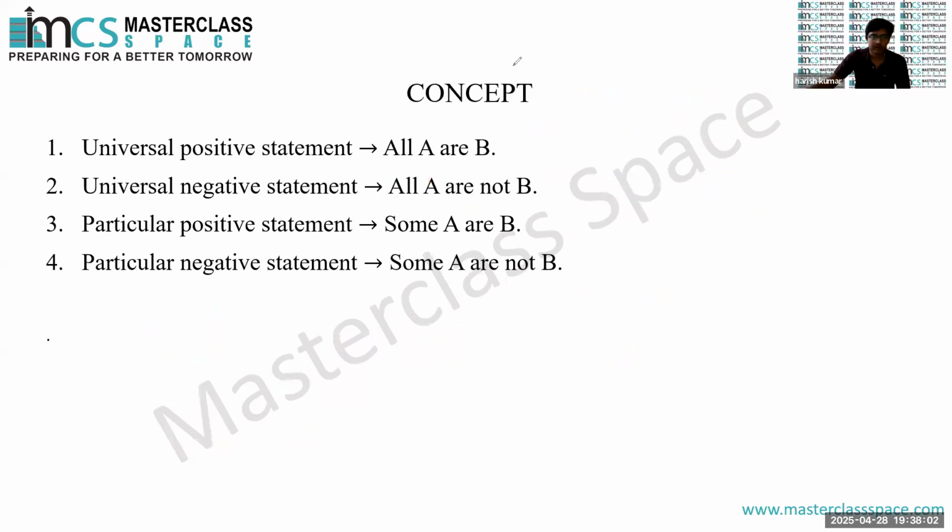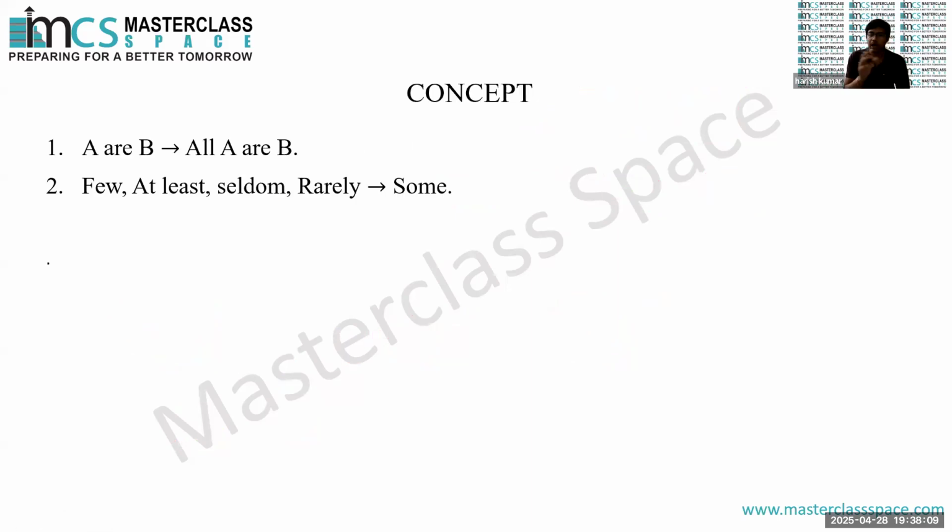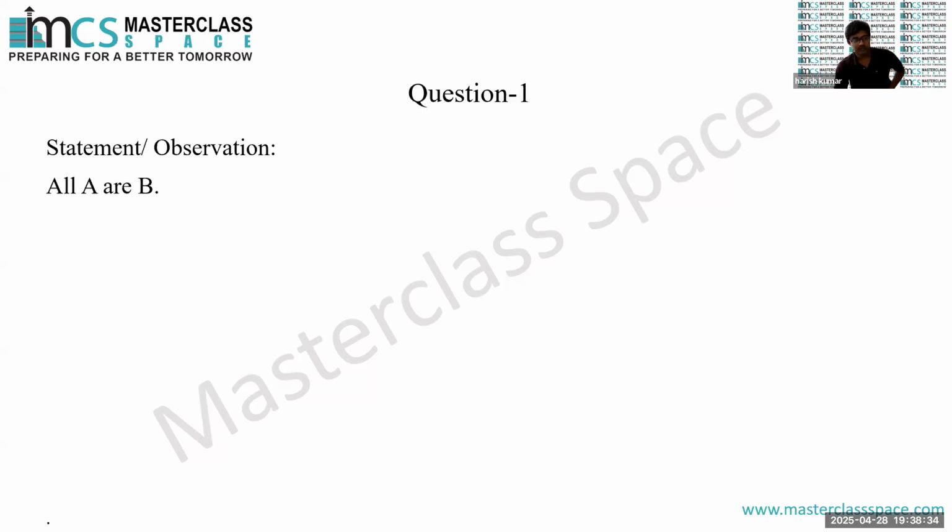Now let's move forward. A are B means all A are B. Sometimes he'll not give all, he'll just say A are B. Then you have to understand that it means all A are B. Sometimes instead of some, he'll give few, at least, seldom, rarely. All this means some only. Instead of some, he might give all these words, but you have to consider that it is some only. Okay, all right, let's solve some questions.